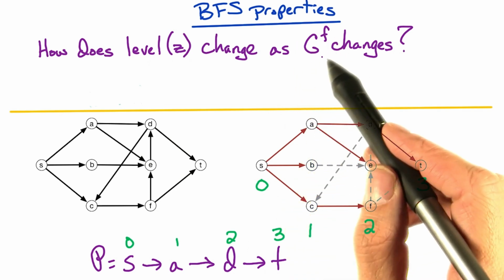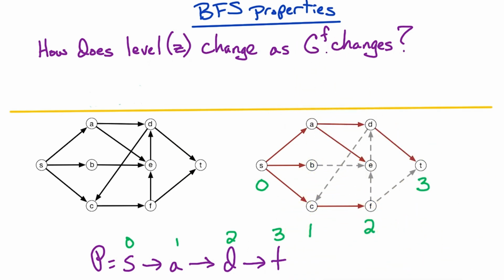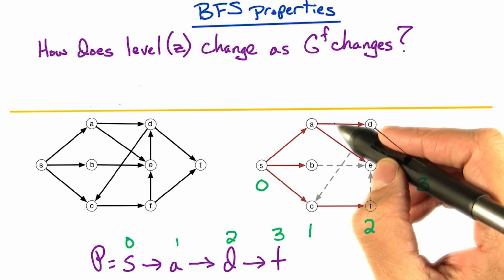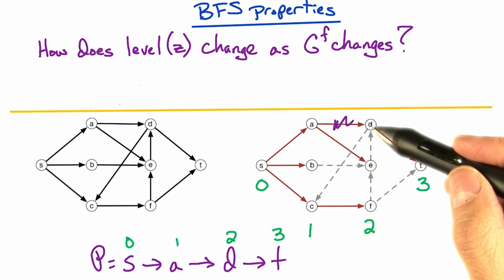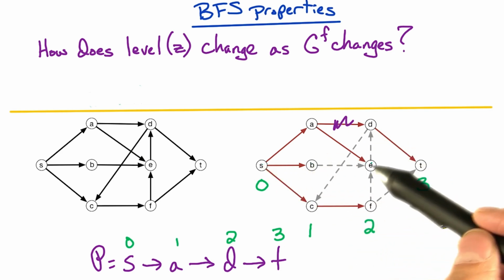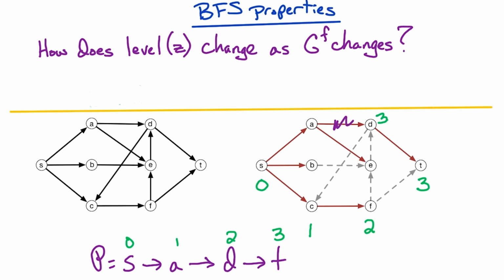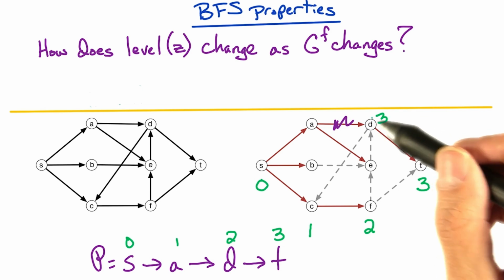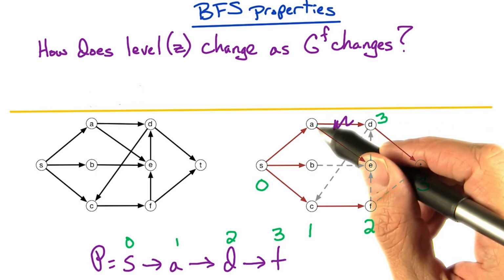Now what can happen in the residual network? Well, edges can get deleted. For instance, suppose we delete this edge from A to D. Then what happens to the level of D? Well, now the minimum number of edges to get from S to D is 1, 2, 3. So D will be at level 3. So the level of D will increase when we delete this edge from A to D.